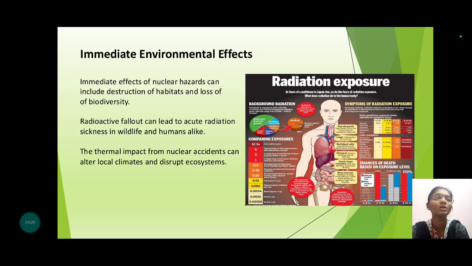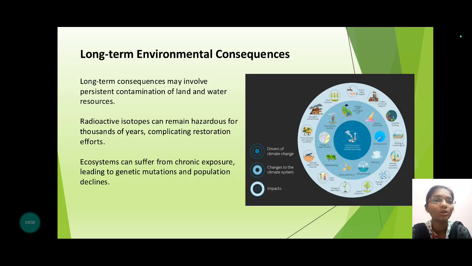In beside picture we can observe radiation exposure as fears of meltdown and background radiation. In the pie chart comparing exposures and symptoms of radiation exposure, and by graph representation we can observe the chances of death based on the exposure level. These are the radiation exposure odds. And let us see what are the long term environmental consequences.